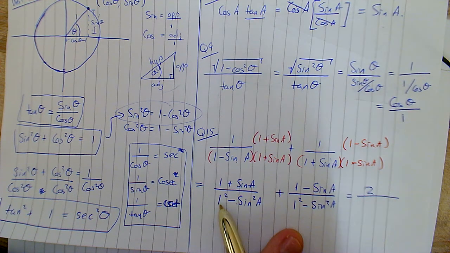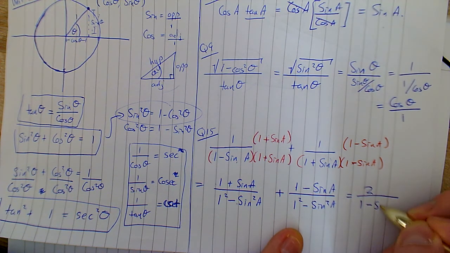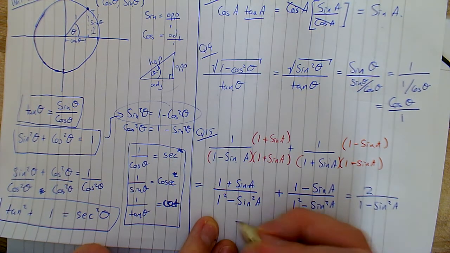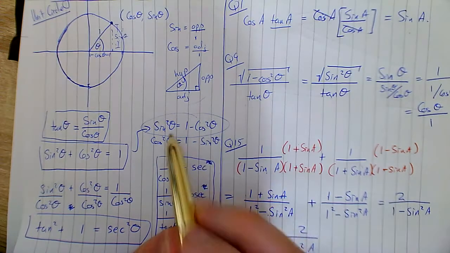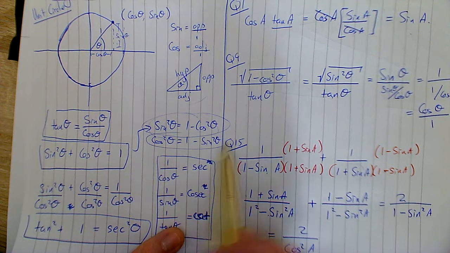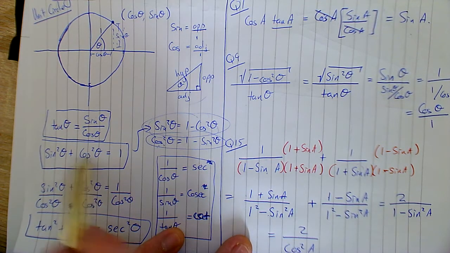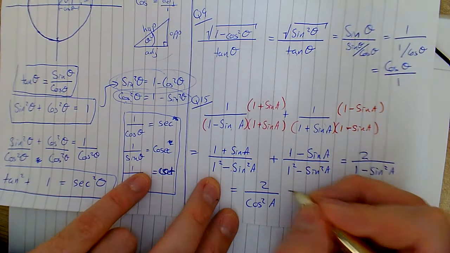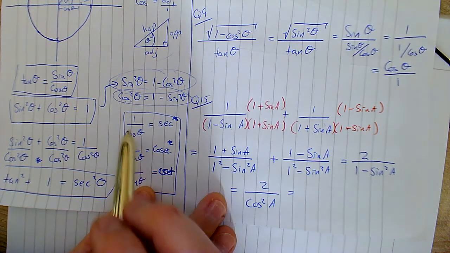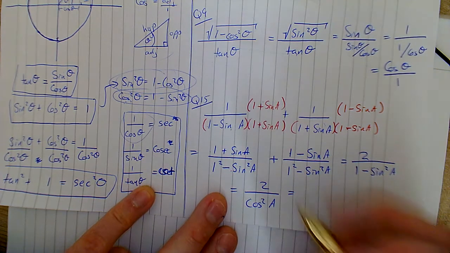Okay, that's our rejigged version of sine squared plus cos squared equals 1. So that's almost what we want: 2 over cos squared A. Well, 1 over cos is sec, so that's 2 times 1 over cos A squared. And that is twice sec squared A.